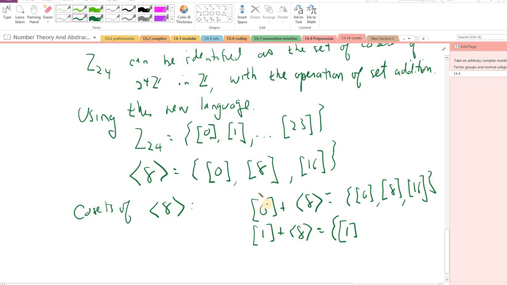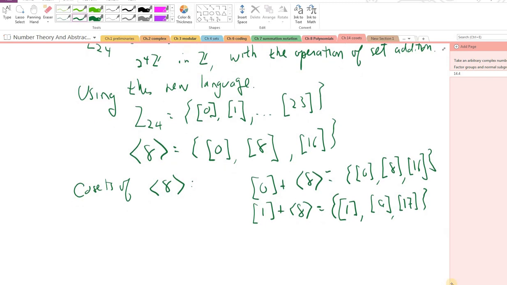If I take this coset of 24Z, this is all the multiples of 24. This is all the multiples of 24 plus 1. If I take any multiple of 24 and add it to a multiple of 24 plus 1, I get a multiple of 24 plus 1. All right, so this is going to be 1, 9, 17. And go on from there.